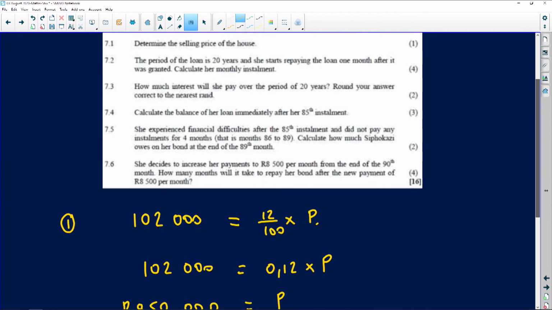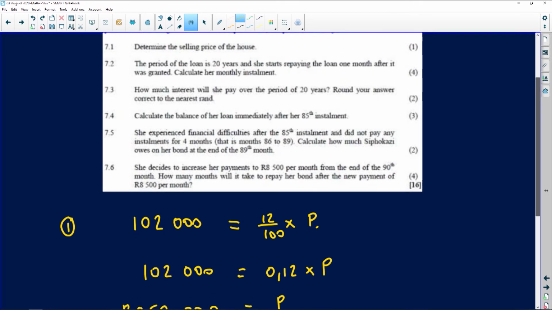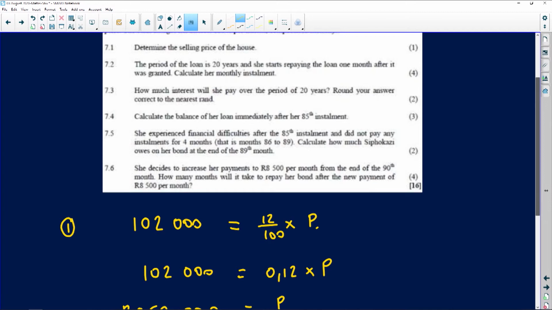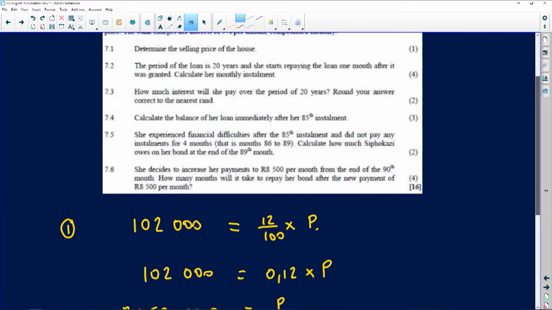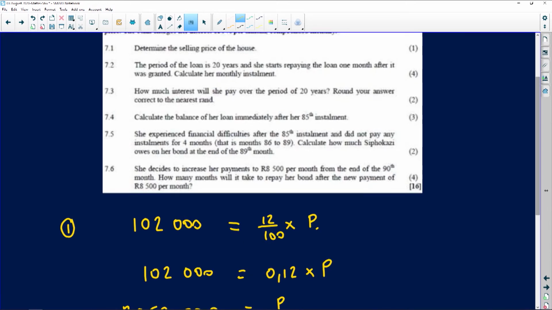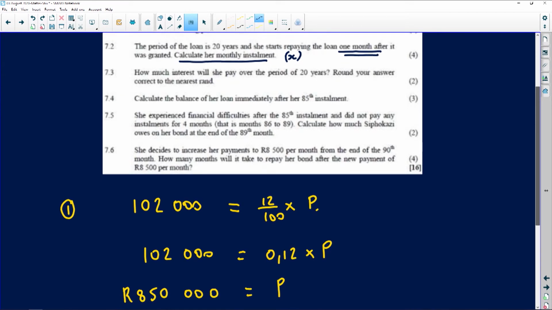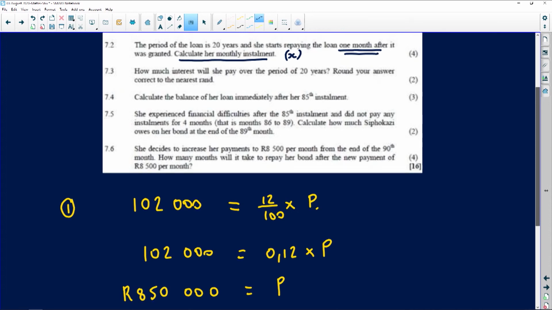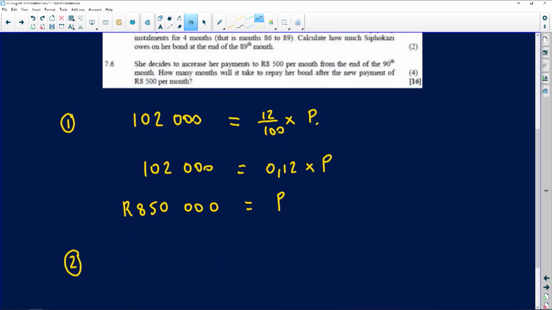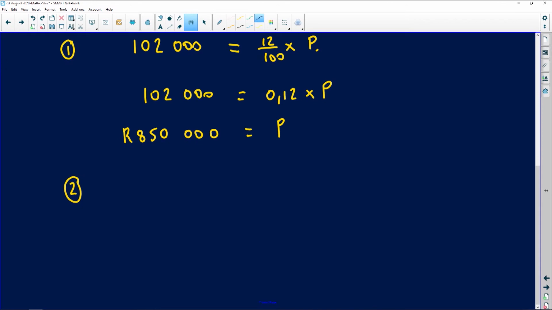The second part of this is asking us to find the period of the loan is 20 years, and she starts repaying the loan 1 month after it was granted. Calculate the monthly installment. So we're interested in working out the monthly installment, and this is basically that X we spoke about. And it must always be in 1 month's time. The first payment must always be made in 1 month's time, right? The period is going to be for 20 years. So we're going to use the present value formula for this because we're starting with a lot of money to try and amortize this to 0.